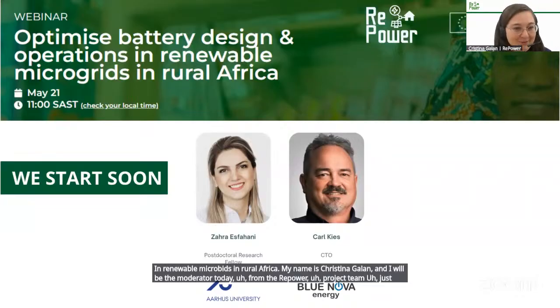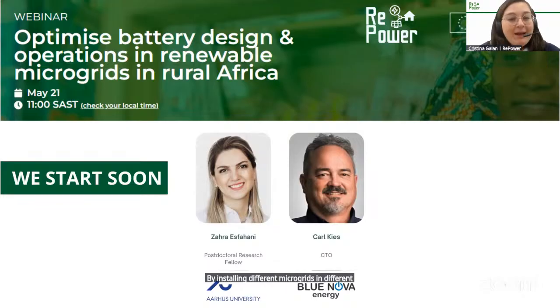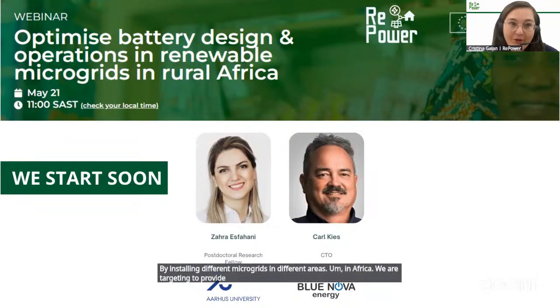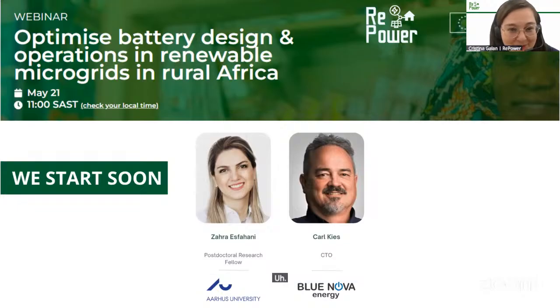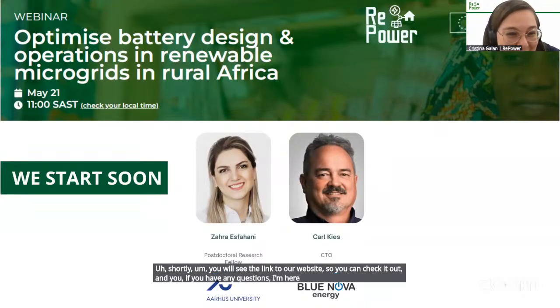Just to give you a little bit of information about this project, the Repower project is a 4-year project that aims to improve access to electricity in rural areas in Africa by installing different microgrids in different areas in Africa. We are targeting to provide around 20,000 off-grid consumers with access to electricity by the year 2027. Shortly, you will see the link to our website, so you can check it out.